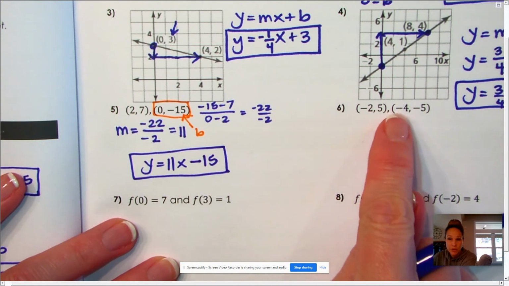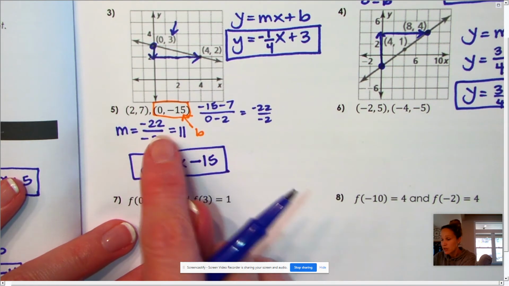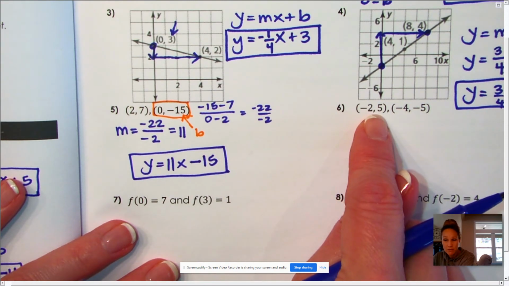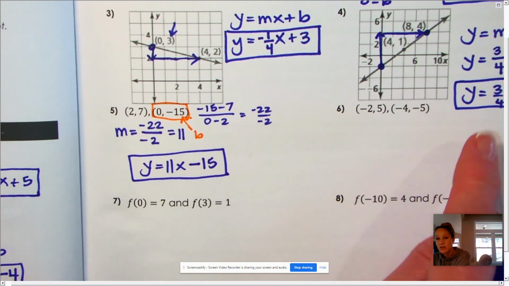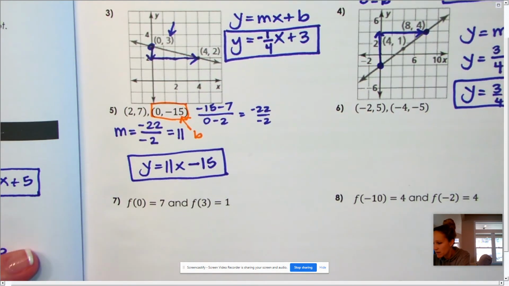All right, you're going to do this one on your own. This one's a little bit tricky. You're going to have to start by finding the slope, and then you're going to have to pick one of those points to plug in for x and y, and then you're going to solve for b, and then write it like this.